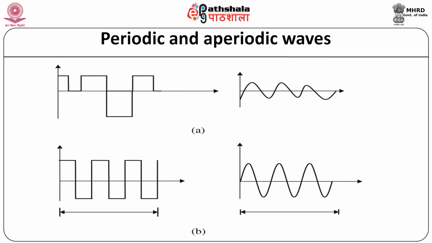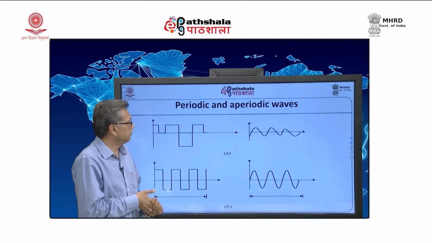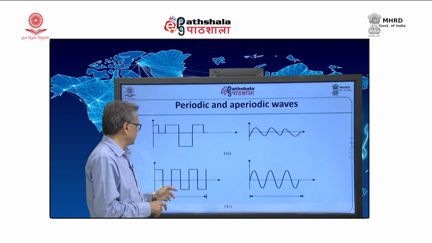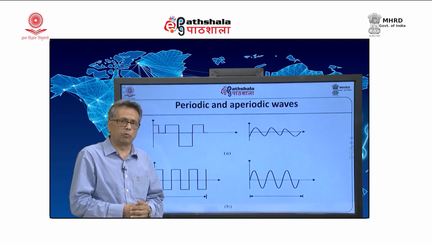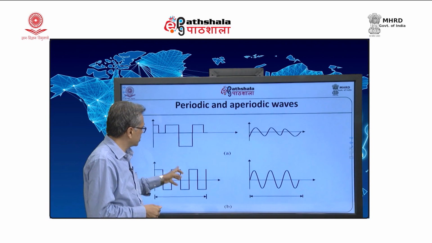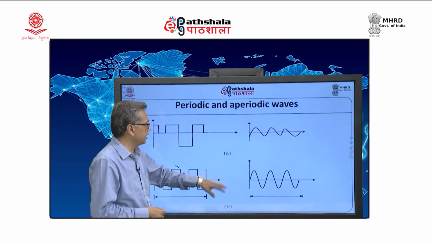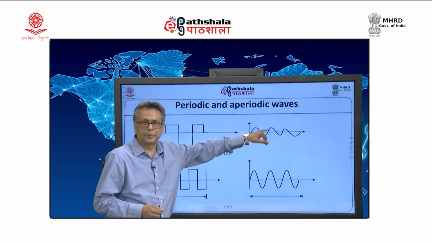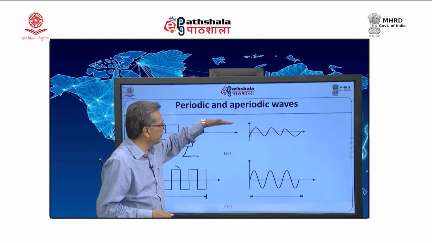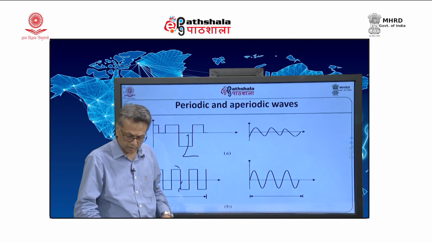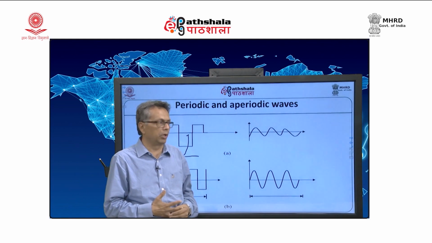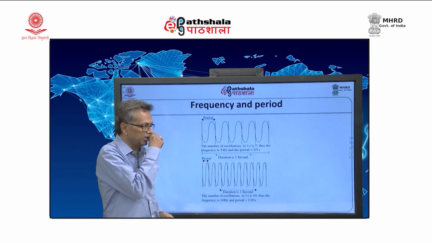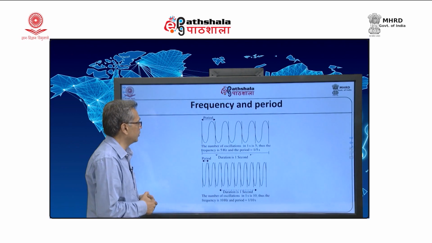Let us try to understand one more critical thing, which is called periodic and aperiodic waves. A periodic wave is something which repeats itself after a while. You can see that the same shape of signal is repeated in every cycle. Here you can see that this shape is not preserved, and that is why these are called aperiodic signals and these are called periodic signals. Data communication usually is about periodic signals, but we will not talk much about that from now on.